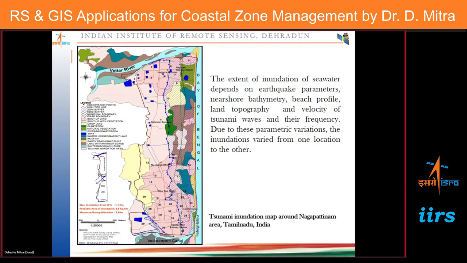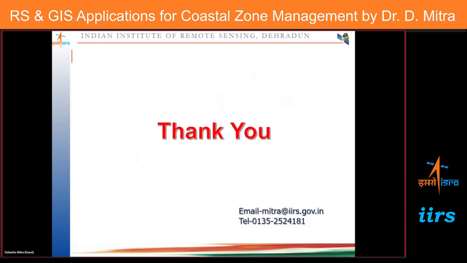And you can see the various taluk boundary, village boundary has been put. This type of map has been generated. This is from the Nagapattinam region and given to the Home Ministry, so that immediate remedial steps can be taken. Thank you very much.